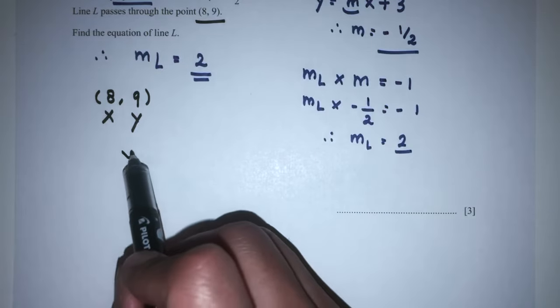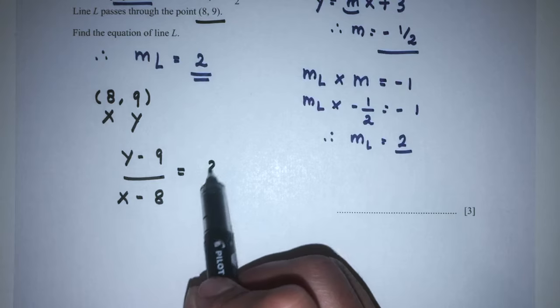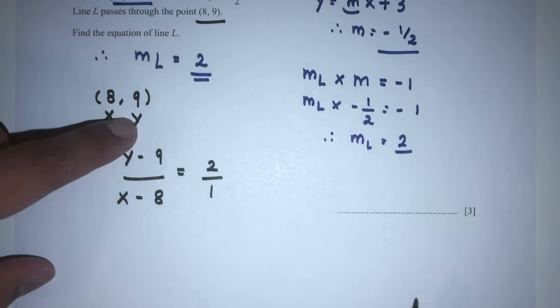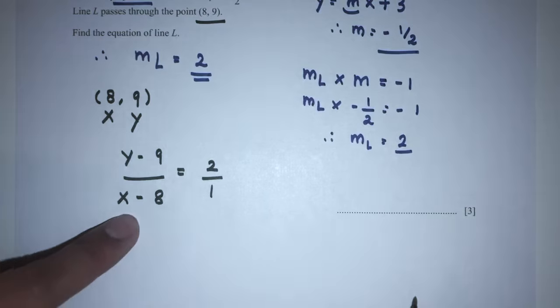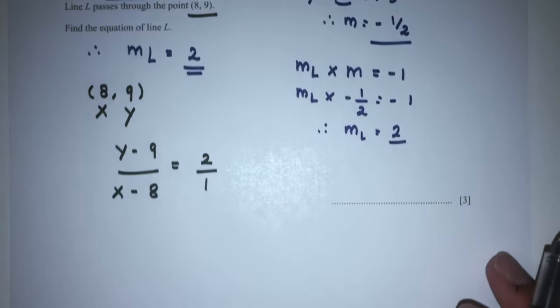So (y minus 9) over (x minus 8) is equal to the gradient. I get this question many times: why do I do this? It is because that is a method to find the equation of the line. I know this is y minus that value, x minus that value. We will find the gradient, then we cross multiply to find the equation.